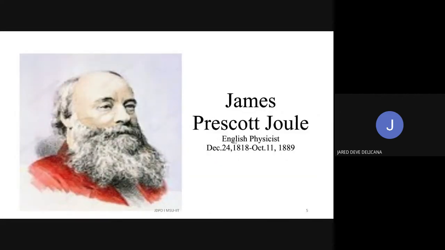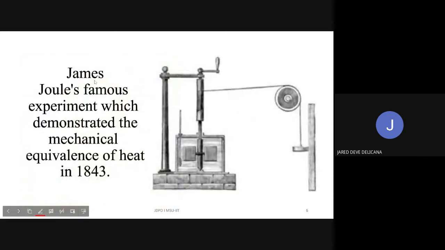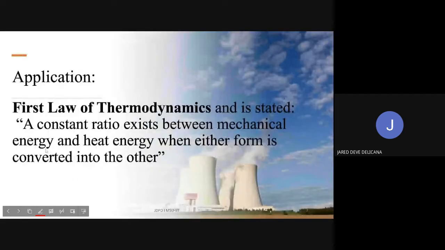This was in honor of James Prescott Joule, an English physicist, who was born on December 24, 1818, and died on October 11, 1889. He was the first to demonstrate the mechanical equivalent of heat in 1843 in this type of experiment. And this has led us to the concept of the first law of thermodynamics, which is the conservation of energy, which states that energy can neither be created nor destroyed. It can only be transformed into another form.